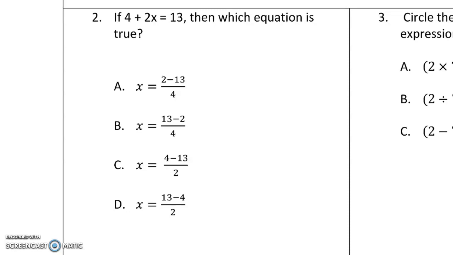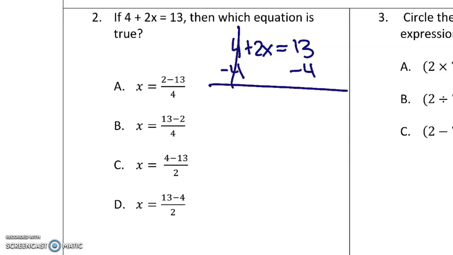Next one down. My guess is you probably struggled with this. You probably looked at it, looked at the multiple choice answers, and went, no, I'm not doing that. Your first step is to always, always, always see if you can solve the problem on your own. What should I do first? Subtract 4 from both sides.